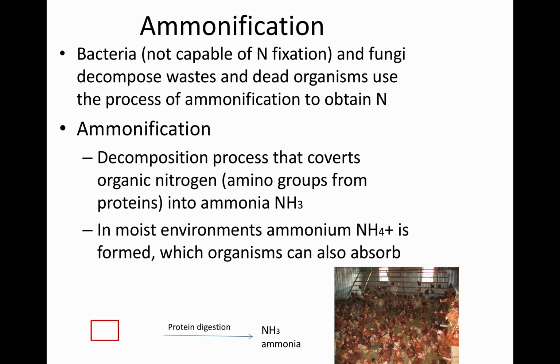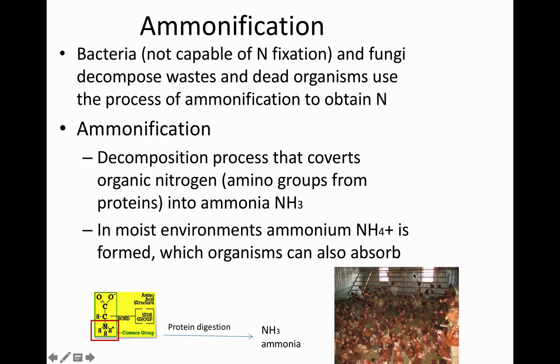Ammonification is another process that bacteria will use if they're not capable of fixing nitrogen. So only a few types of organisms can do that. Bacteria and fungi decompose waste, so dead organisms, to produce and obtain nitrogen. It's a decomposition process that converts organic nitrogen, a harvesting of the amino groups from the protein. So here in the protein, this little amine group is recycled basically to make ammonia.